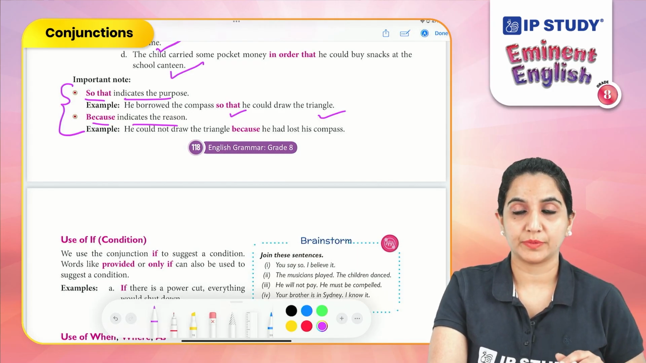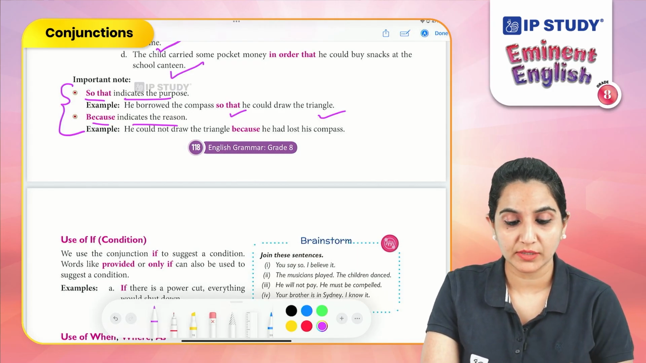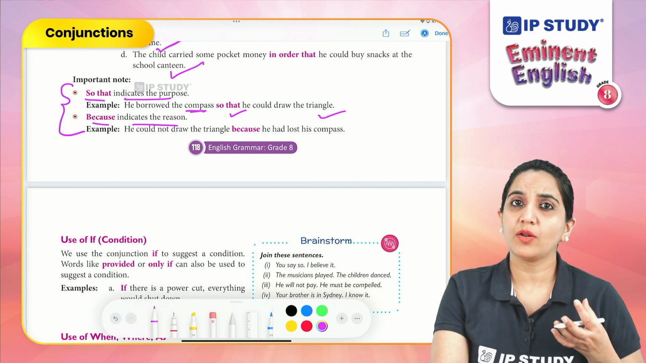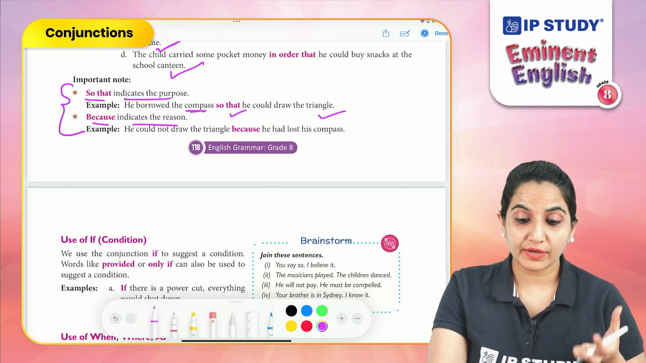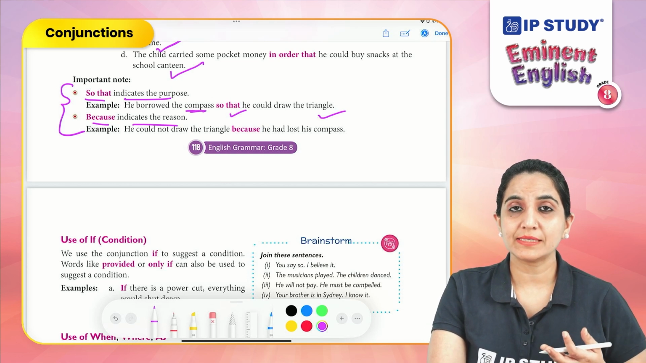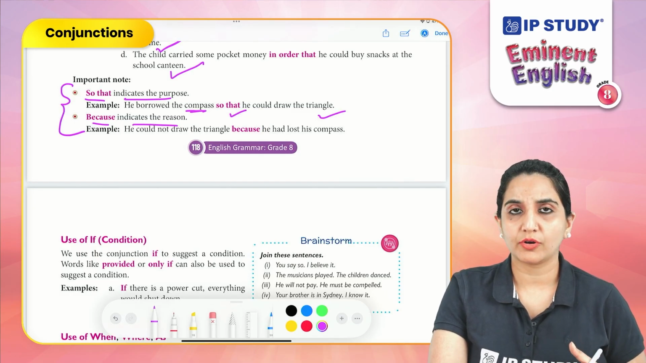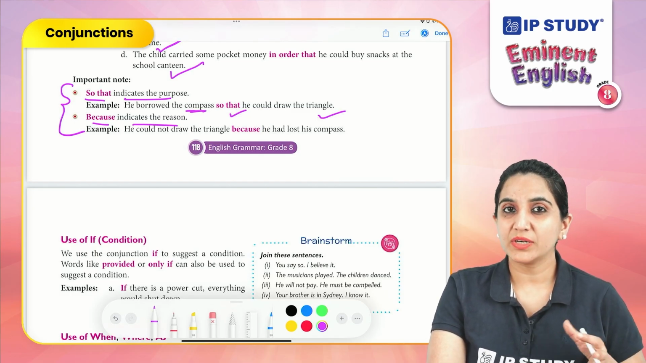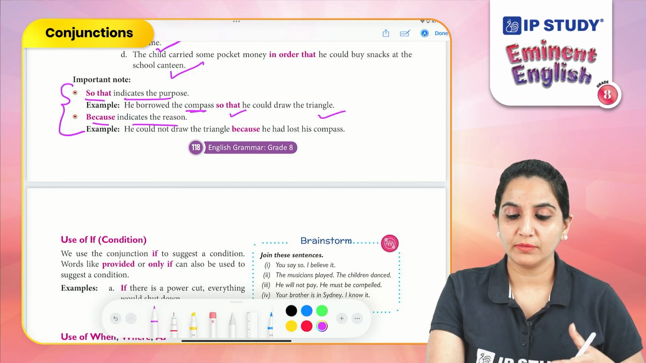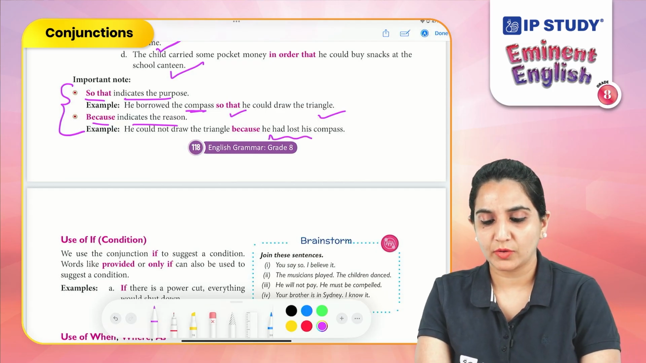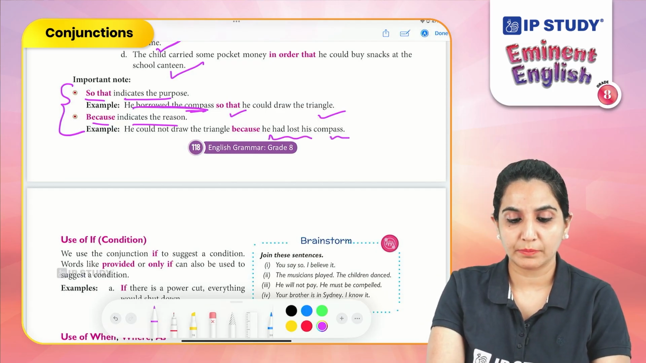He borrowed the compass. What is the purpose of the compass? So here you will have an object. But when you use because, you are stating a fact. He could not draw the triangle, and this is a fact. What is the reason for not drawing the triangle? Because he had lost his compass. So he borrowed the compass.